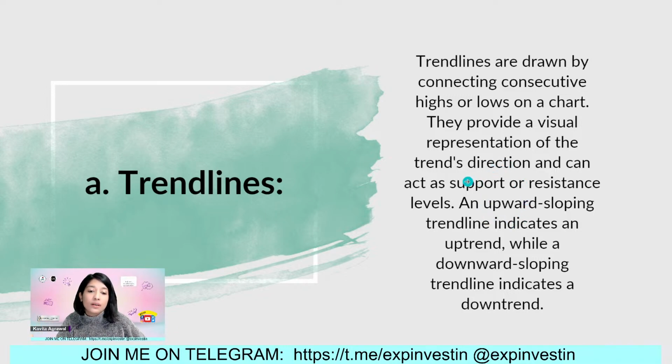Now, this representation of the trend's direction can act as support and resistance levels. Of course, trend lines act as very important support resistance levels. They help us identify important target and stop loss levels when we are formulating our trade setups. An upward sloping trend line indicates an upward trend, while a downward sloping trend line indicates a downward trend.